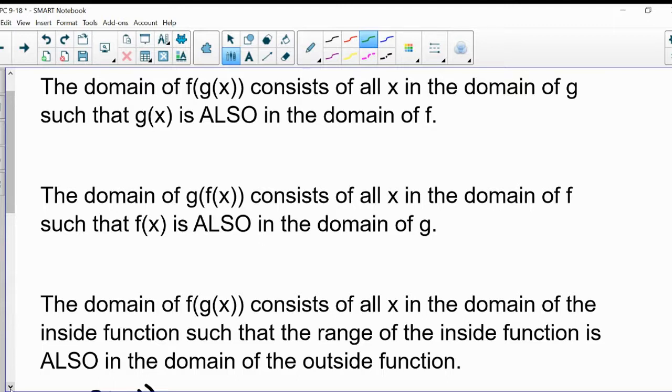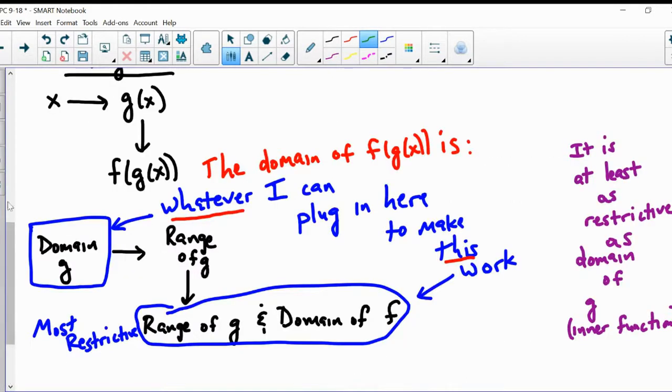consists of all x's in the domain of the inside function that also make the range of the inside function be a part of the domain of the outside function. So if you substitute something in from the domain of the inside, and it gives you a range value that is able to be in the domain of the outside function, that value is okay. But if it doesn't give you something that is now in the domain of the second function, or the outside function, that now has to be eliminated from the domain of the composite function. So this is kind of what's happening here.